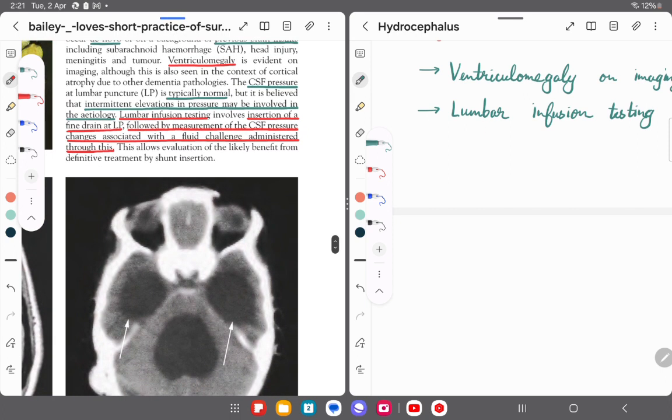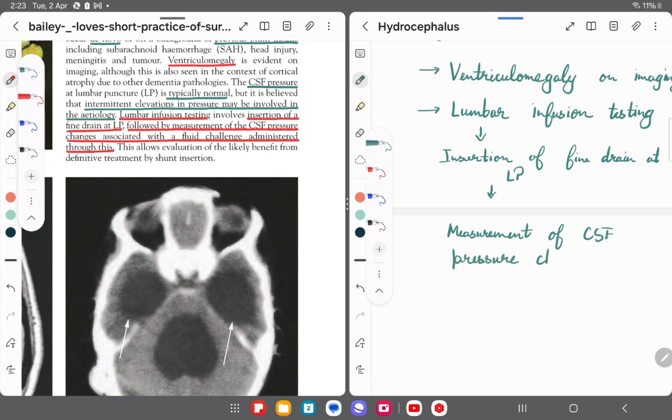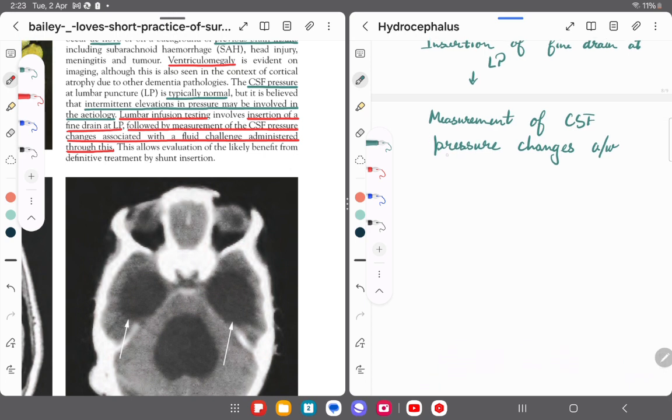Insertion of a fine drain at lumbar puncture, and then measurement of CSF pressure changes associated with a fluid challenge administered through this fine drain.